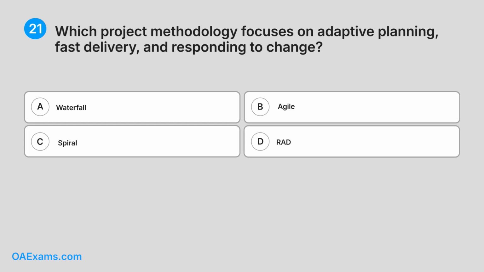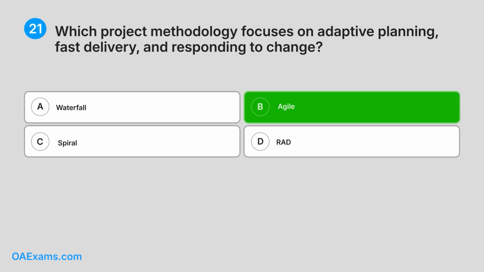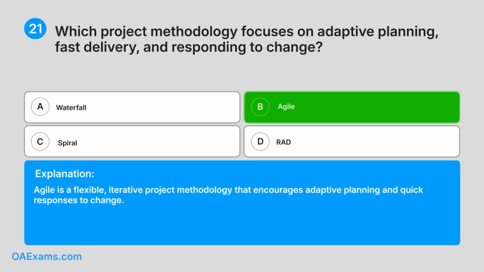Correct answer, B. Agile. Explanation. Agile is a flexible, iterative project methodology that encourages adaptive planning and quick responses to change.